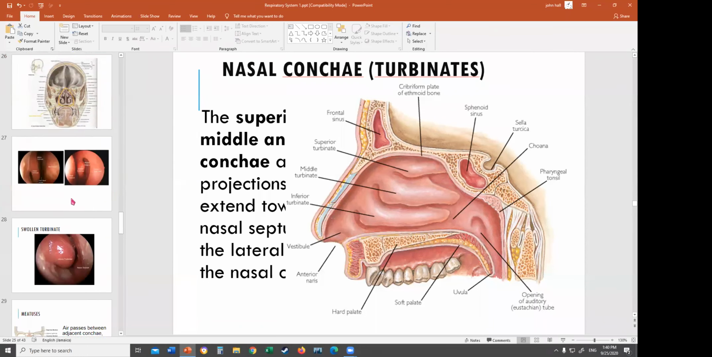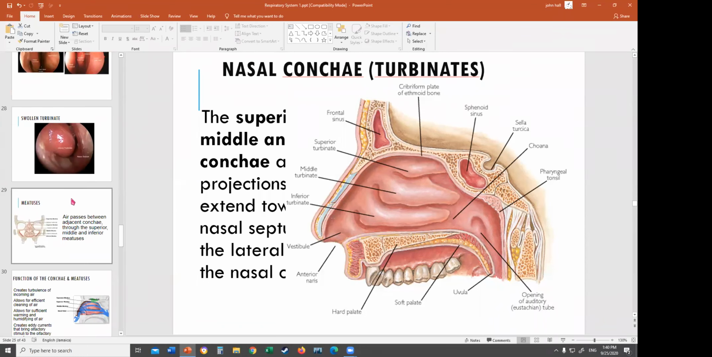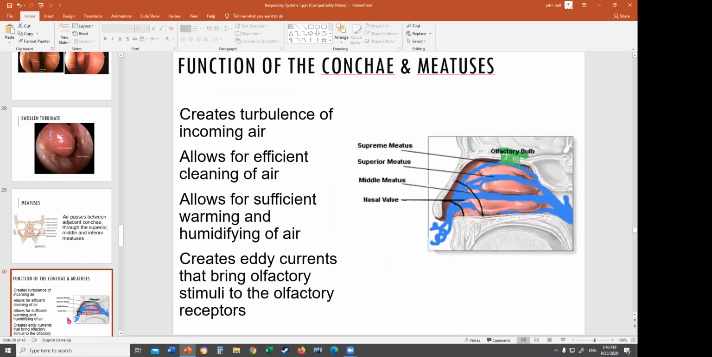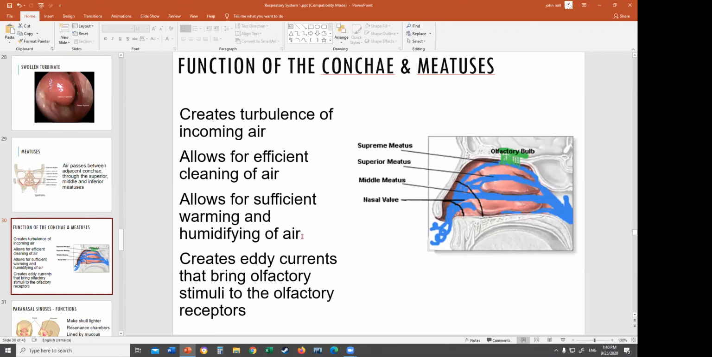Now you're probably wondering, why is this thing so complicated, right? Why do you need meatuses to act as air passages between the concha? What is the purpose of the concha in the first place? What is all of this mix up about? Here's the reason. It comes back to the functions of the upper respiratory system, right? Most of them are going to be done in the nasal cavity.